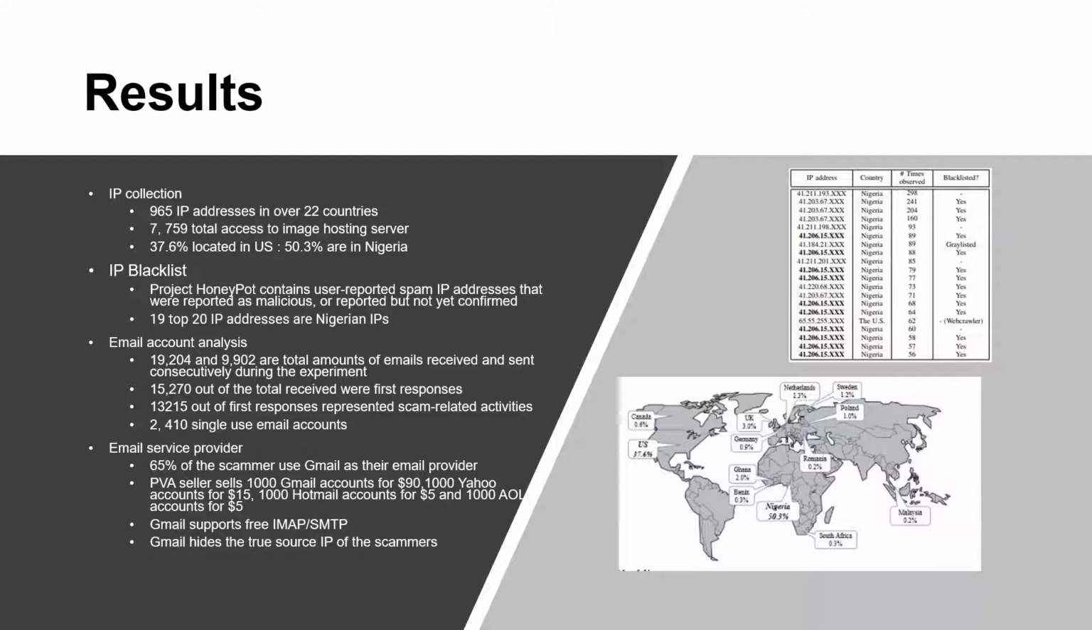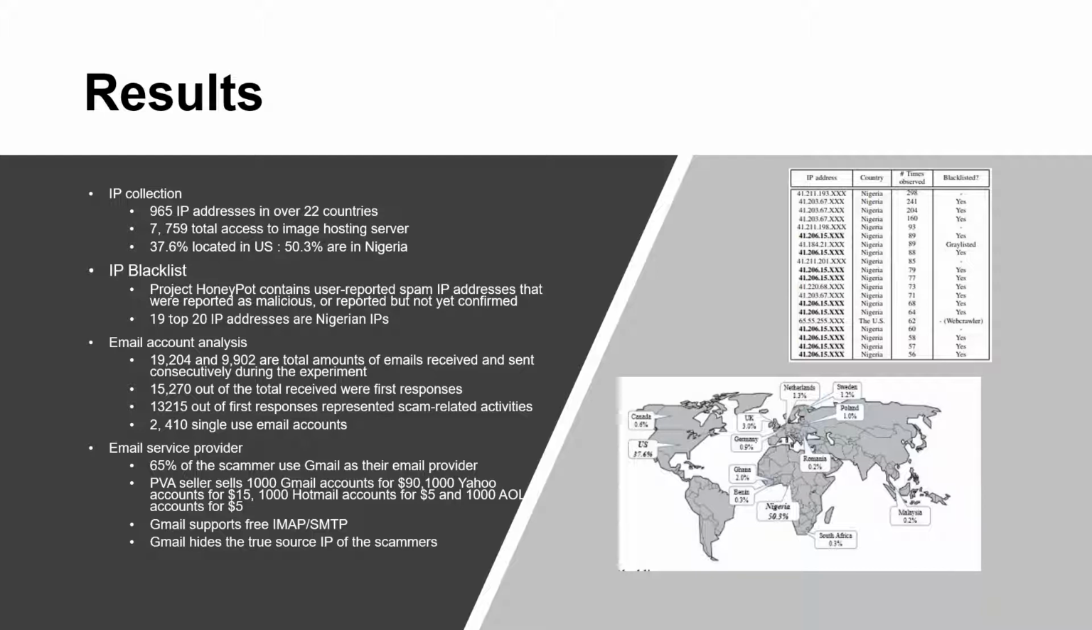The total number of emails received during the experiment was 19,204, and the number of emails sent was 9,902. Among the total of the 19,204 emails received, 15,270 were first responses. Among those first responses, the filter determined that 13,115 represented scam-related activities, whereas the remaining included spams and fake PayPal payment emails and emails delivered from the service providers.